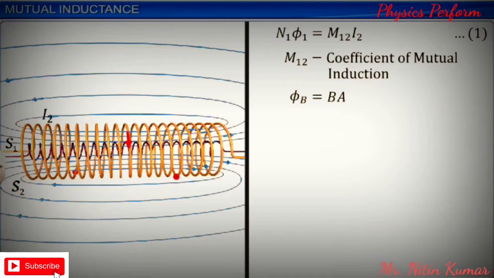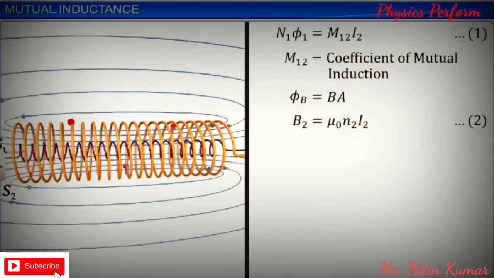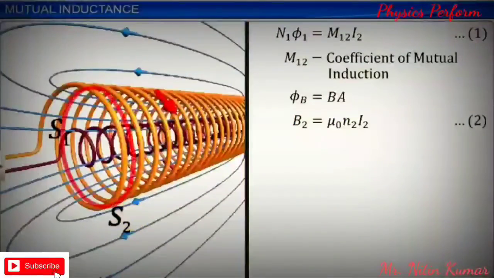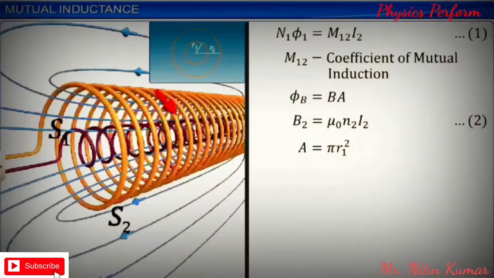The magnetic flux is equal to the product of the magnetic field strength and the area. The magnetic field strength B2 due to the current I2 in solenoid S2 is given by B2 equal to mu naught n2 I2. Let this be equation 2. Area of the coil in solenoid S1, A is equal to pi R1 squared. Let this be equation 3. Multiplying equations 2 and 3, we get the value of the magnetic flux in the coil of solenoid S1 as phi 1 equal to mu naught n2 I2 into pi R1 squared. Let this be equation 4.